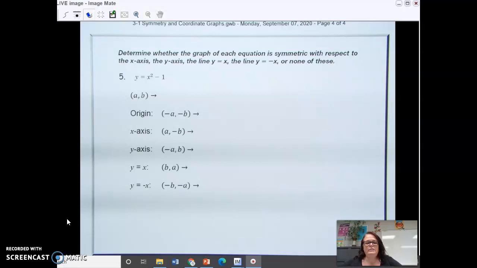All right, so this would be a good time for you to pause the video and see if you can do this final example and determine if it's symmetric with respect to which of these 5 things. So pause it and go ahead and get started.